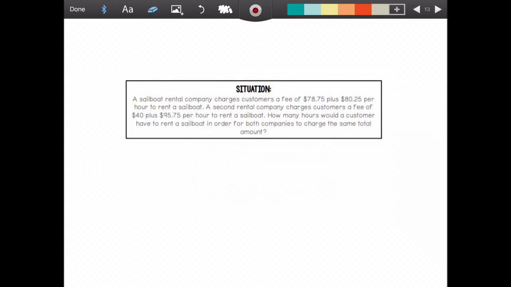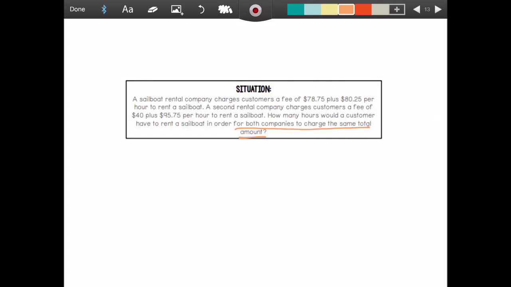Okay, so situation 1. A sailboat rental company charges a customer a fee of $78.75 plus $80.25 per hour to rent a sailboat. A second rental company charges a customer a fee of $40 plus $95.75 per hour to rent a sailboat. How many hours would a customer have to rent a sailboat in order for both companies to charge the same total amount? First things first, the question wants us to figure out when the companies' totals would be the same.